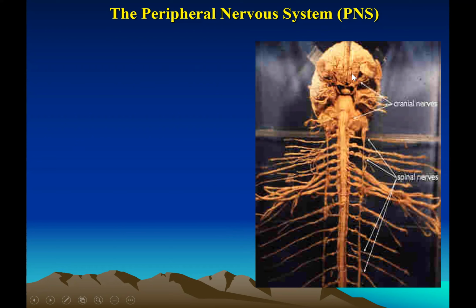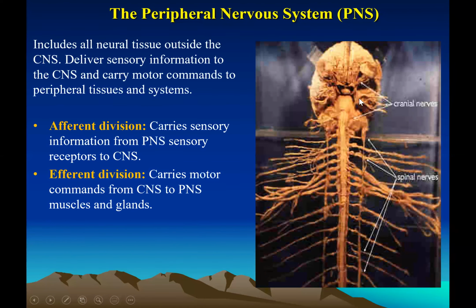The incoming message arriving at the brain is brought in by the afferent division. It carries sensory information from the receptors to the central nervous system. So it's going from PNS to CNS for processing. That is called afferent. I would remember afferent as arriving at the brain, A. Whereas the opposite would be efferent, exiting the brain.